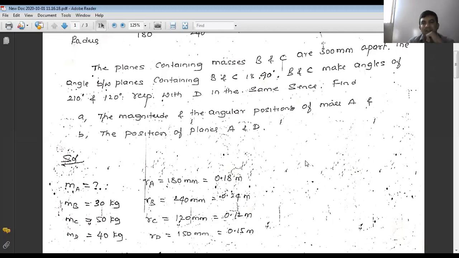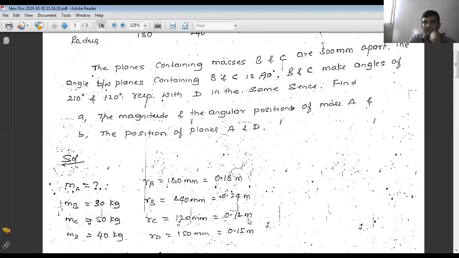Then similarly write the angular position of the masses. Now for the angular position of the masses, which one will we consider as the horizontal position here? Whether mass B is horizontal, C is horizontal, D is horizontal, or A is horizontal? Try to give the answer.